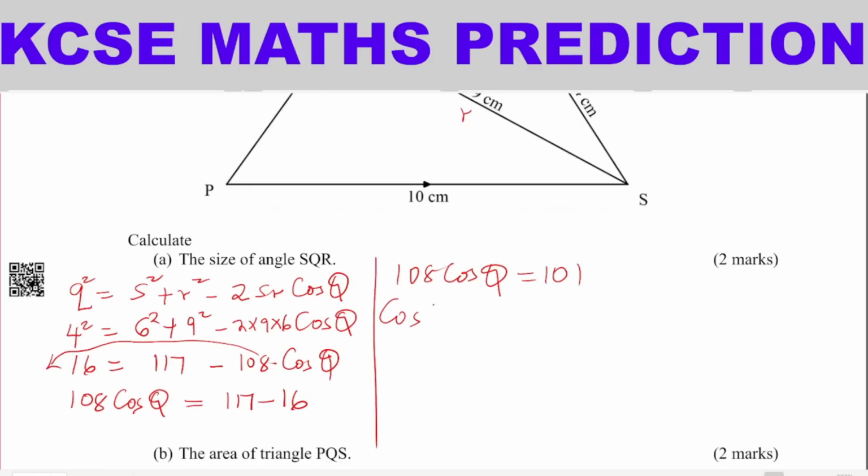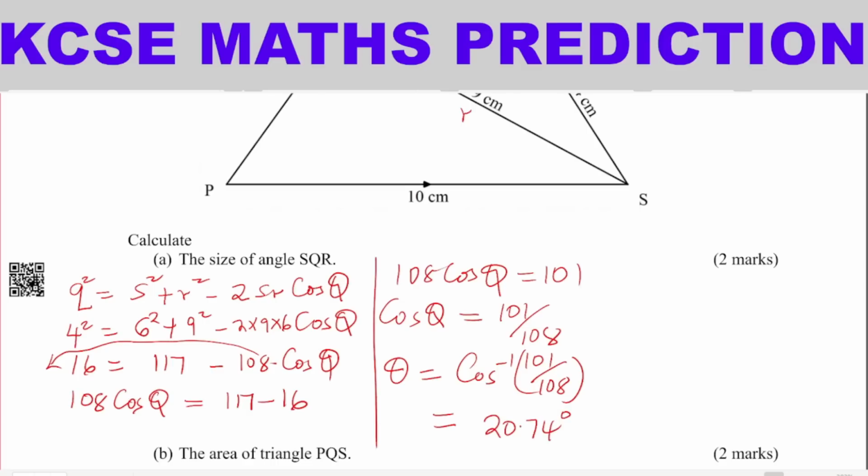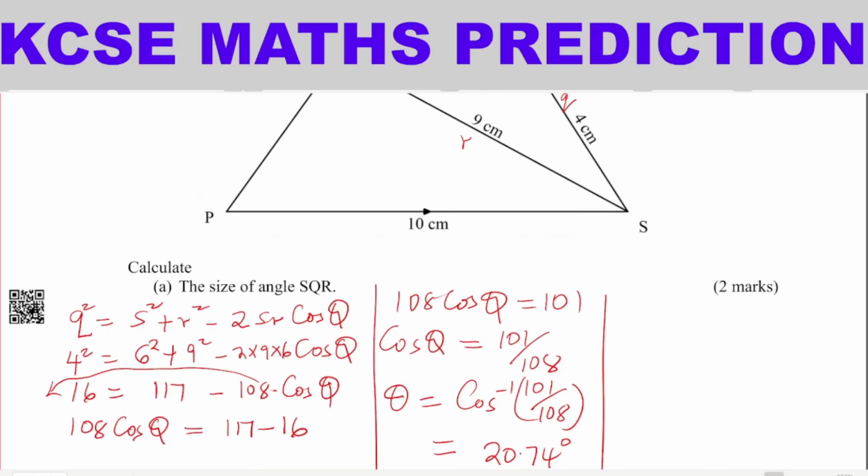So cosine of theta, make it the subject, this will be 101 divided by 108. So from there, in order to get the angle theta, you get the cos inverse of cos theta is theta, then the cos inverse of 101 divided by 108, like that. And this one will give 20.74 degrees. So that is what you get. Now that is the angle, that is the required angle.